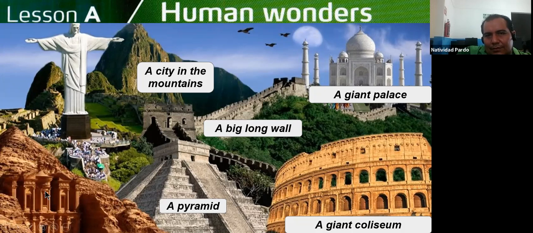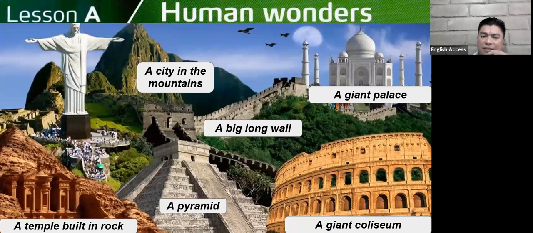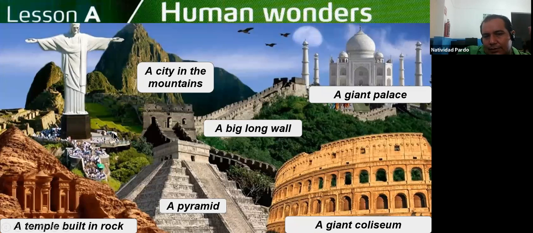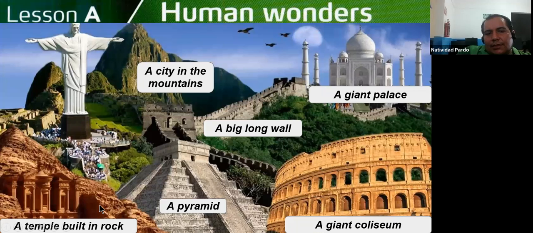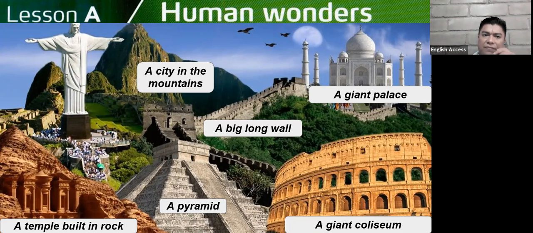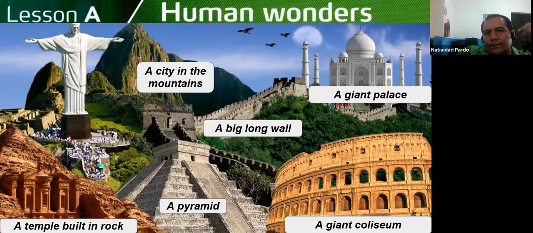And this temple is built in the rock. There wasn't material used. They only carved the rock and they built the temple, and it's gigantic too. About the last sentence, a temple built in rock. I can say on the rocks, but on the rocks would be over the rock. Built in rock means that the rock was sculpted. The rock was picked and molded, and they made the temple.